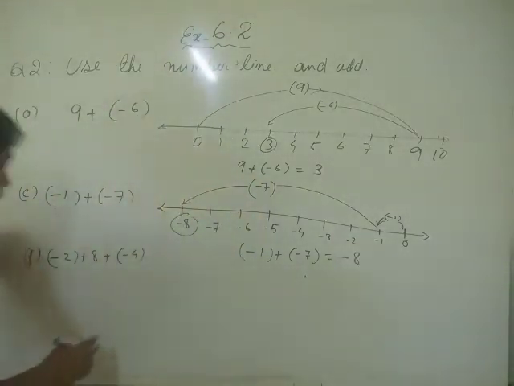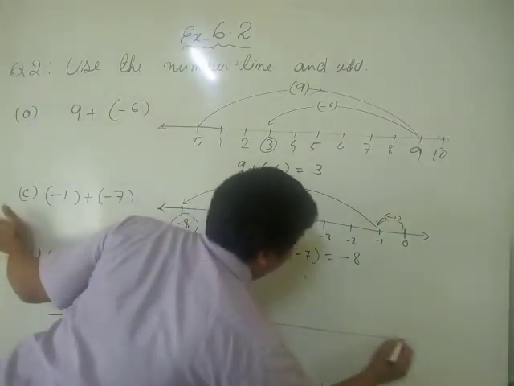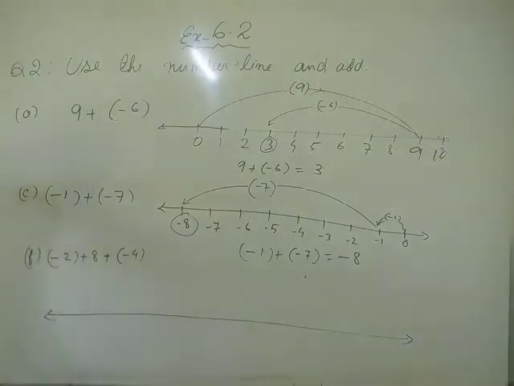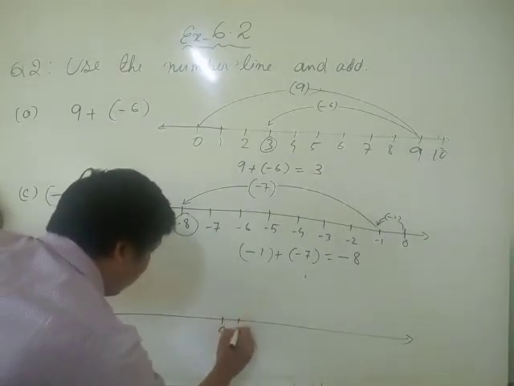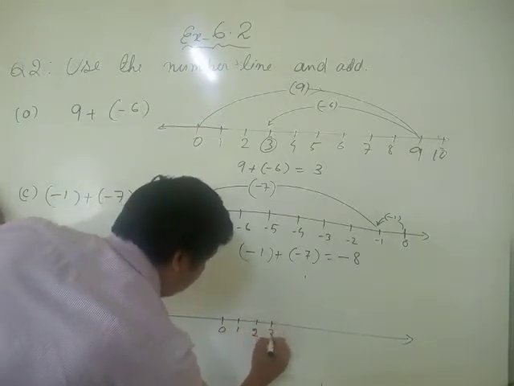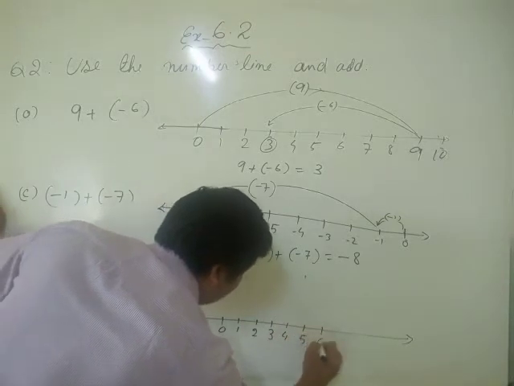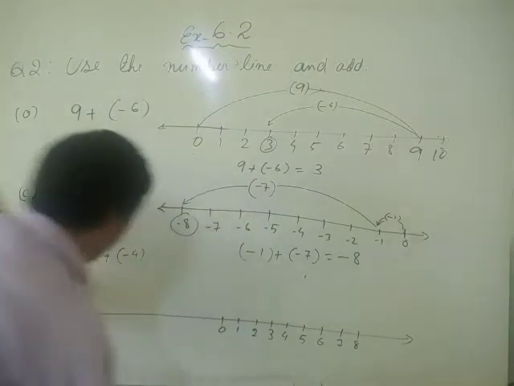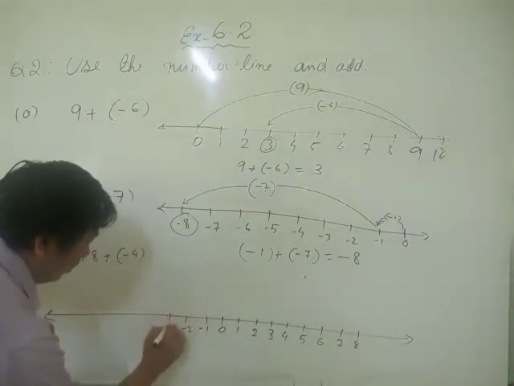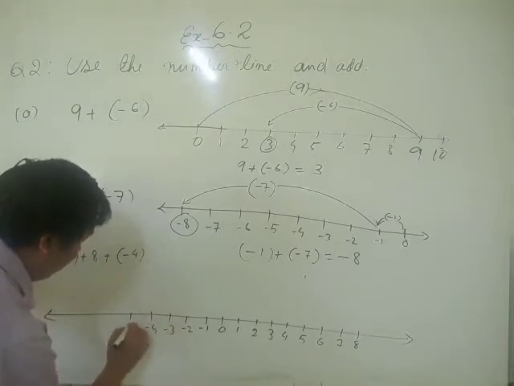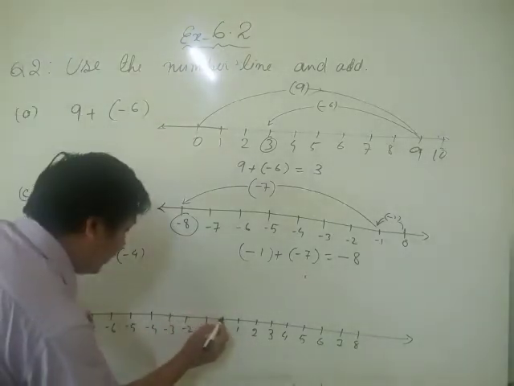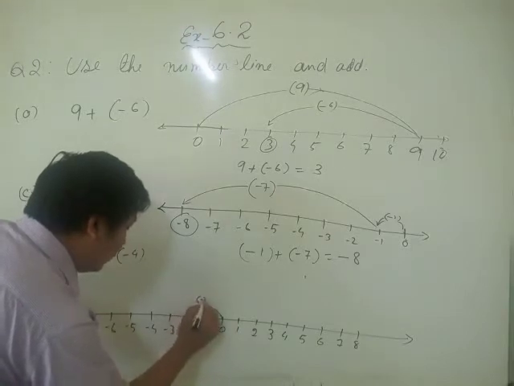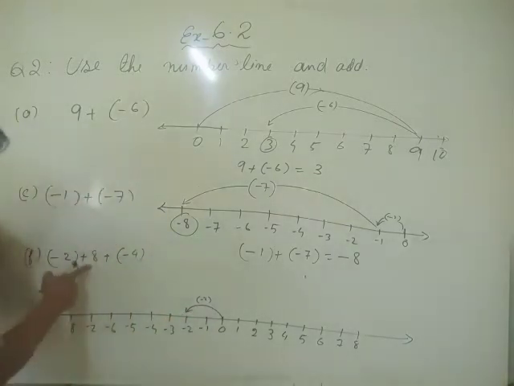Okay, then next let us see this one. This will be a little longer. So, my dear student, now we are going to go here. 0, 1, 2, 3, 4, 5, 6, 7, 8. Let's take up to 8. In here, minus 1, minus 2, minus 3, minus 4, minus 5, minus 6. Yeah, minus 7, minus 8. Then start from 0. Minus 2, you see here, it is up to here. So this is minus 2.